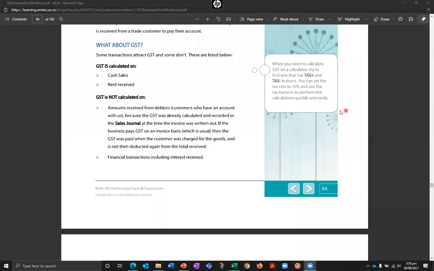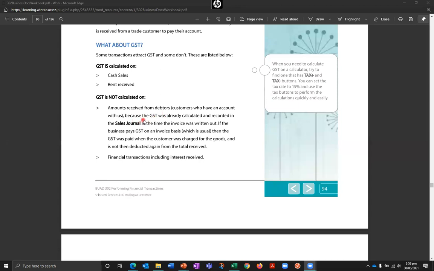So here is what we do calculate GST on and what we don't calculate GST on. We calculate GST on cash sales and rent received. Now we're calculating GST on rent because it is commercial rent. Domestic rent, like you might pay, doesn't have a GST on it, but commercial rent does. We don't calculate GST on any amounts that we have received from our debtors.